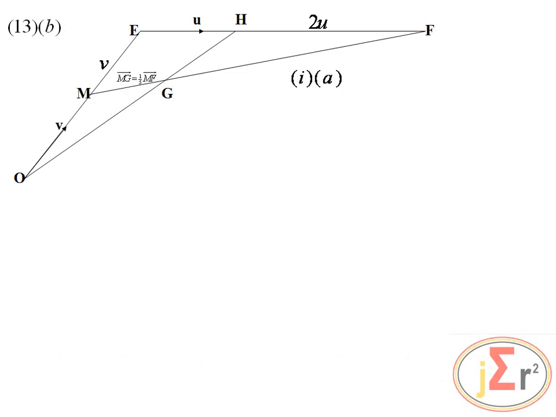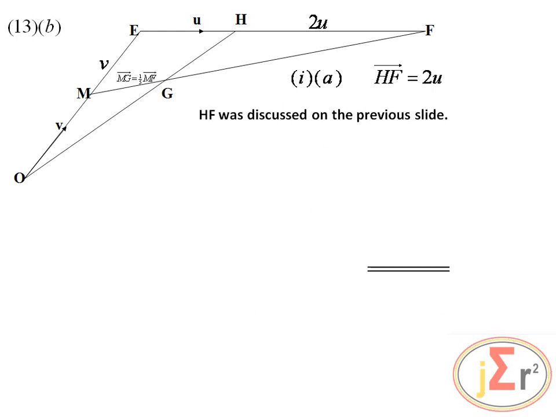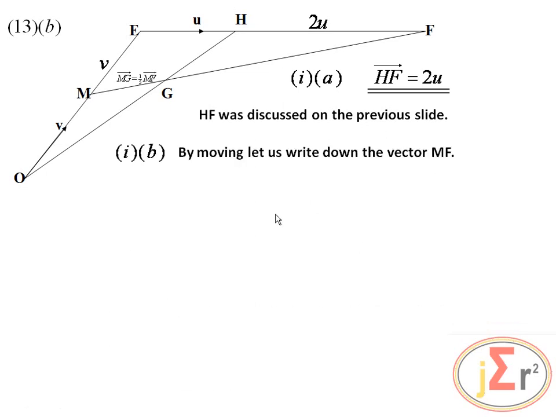What are the vectors? HF is the first one, and it was discussed on the previous slide. 2U, we have it right here as a matter of fact, so no difficulty seeing that it is 2U. Anything else? Let us write down the vector MF. Go from M to F. But how do we do that? Go from M to E, then from E to F.